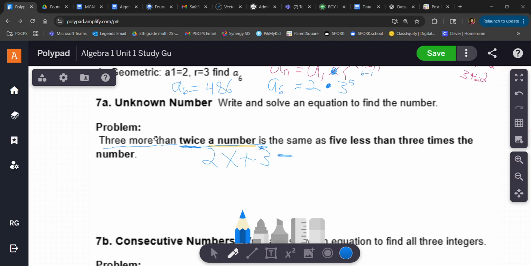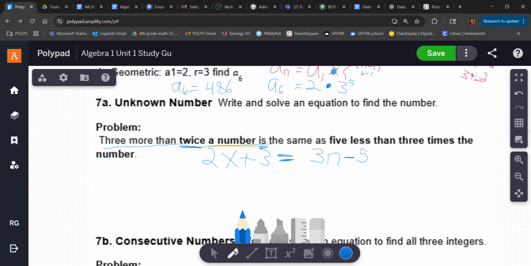Is usually represents is equal to, same thing as are or were, the same as 5 less than 3 times the number. Again, we can start with the variable, the number. We don't know what it is. 3 times that number will be 3 times n, so 3n. And 5 less than that, you're going to add the negative 5 or minus 5 at the end, because the order actually does matter.